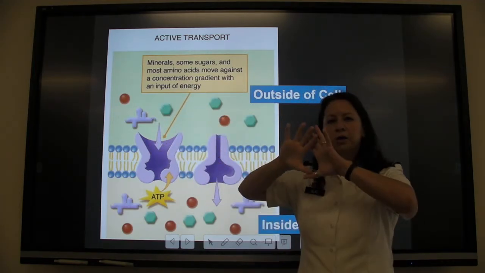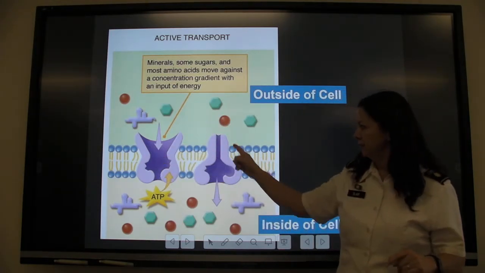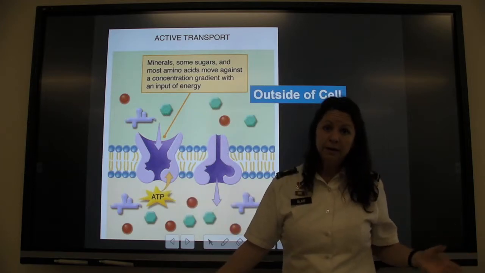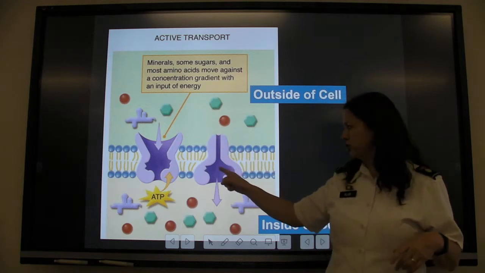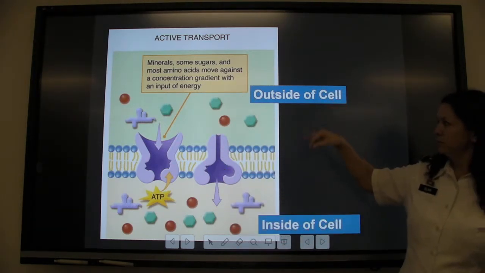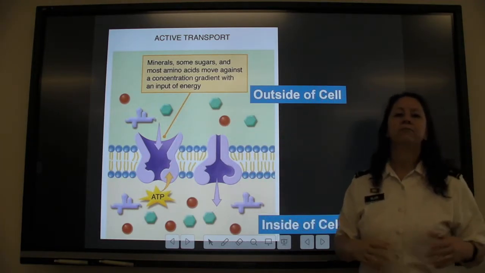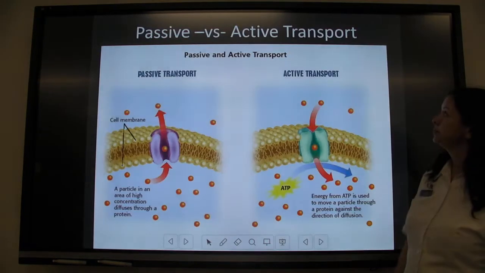And when it locks on, the protein changes shape. So this protein becomes this one. And that's where it's using the energy. ATP is energy for your cell. ATP is used to change it. And now it can be moved inside the cell. So where there's a lot of them, changing shapes, moves it inside. Takes energy, so we call it active transport.